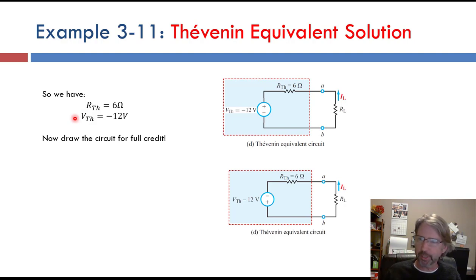Then we draw the circuit. So here it is. I usually just draw it like this with a plus minus, plus on the top, minus on the bottom, the resistor up here, and just write down 6 ohms and write down negative 12 volts. That's great. Done. Some people don't like negative voltages, so you can switch the polarity here and write it down as positive 12 volts with the minus on the top. It's the same circuit, so if that makes you happy, go for it.